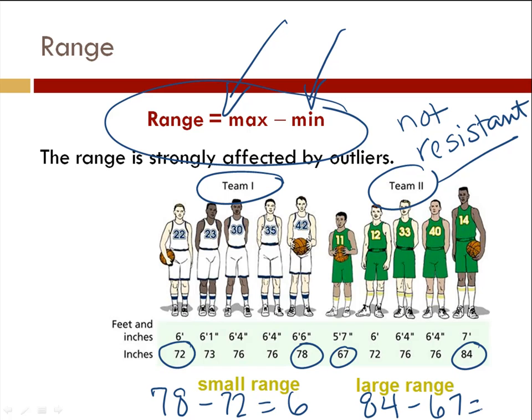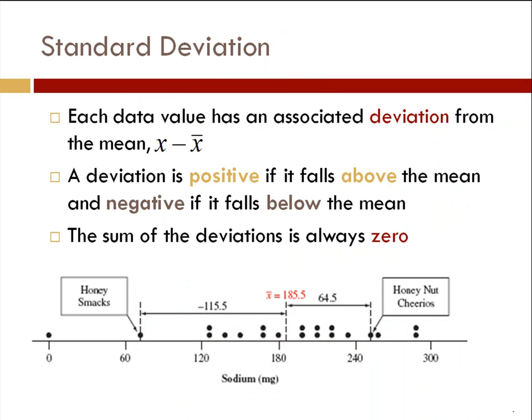A second way that we can measure the spread of the data set is by looking at the standard deviation for that data set. And to understand what standard deviation means, we should look at the root word deviate. Deviate means to move away from. Each data value in the data set will deviate from the mean of that data set.